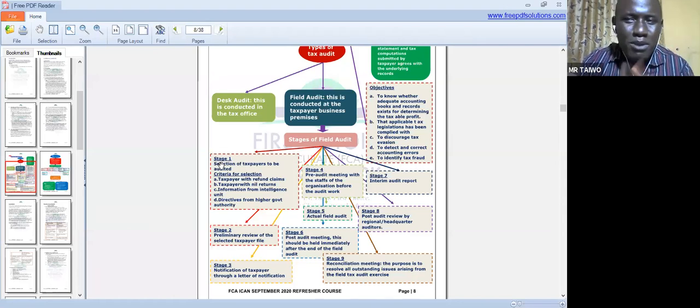There is no way they will pick you that you do not pay additional tax. You will pay. You just be praying that they should not pick you for extra field audits, but they will select you. In the exam, the first step was selection of the taxpayer to be audited.